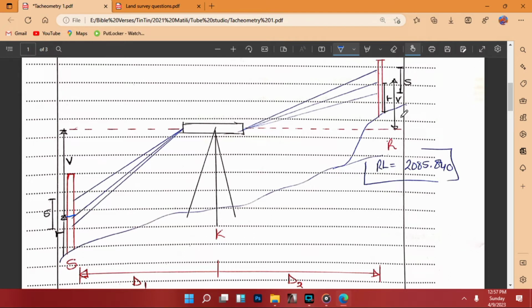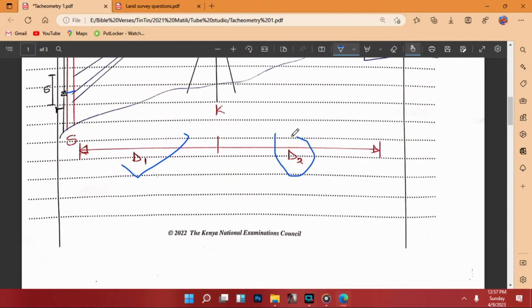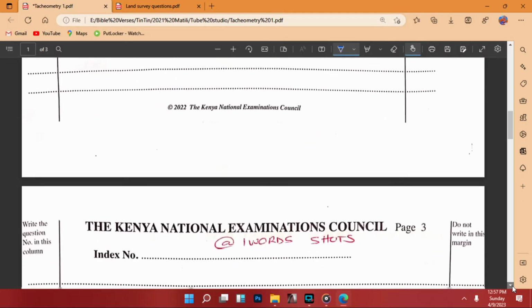So V is the distance in the line of axis to the middle, then R is the distance from the mid to the bottom of the staff, and then the staff intercept is the difference between the top and the bottom of staff reading at R. So we go ahead and we calculate the horizontal distance 1 and the horizontal distance 2. So the horizontal distance 1 is the distance between S and K. We go to the calculation.